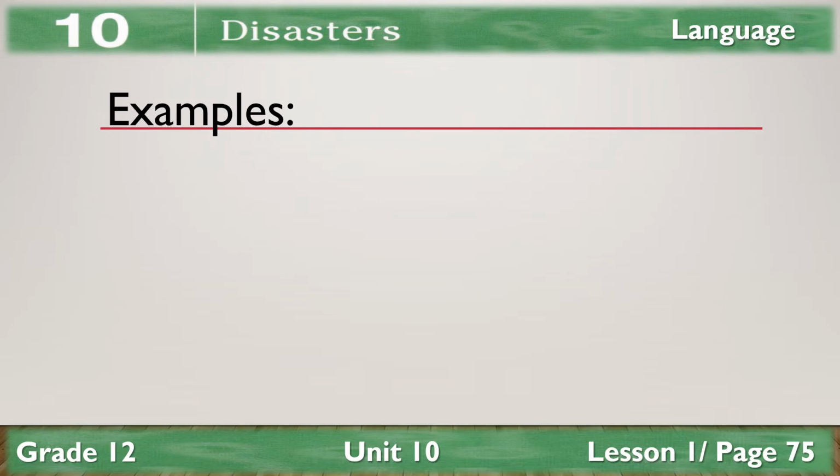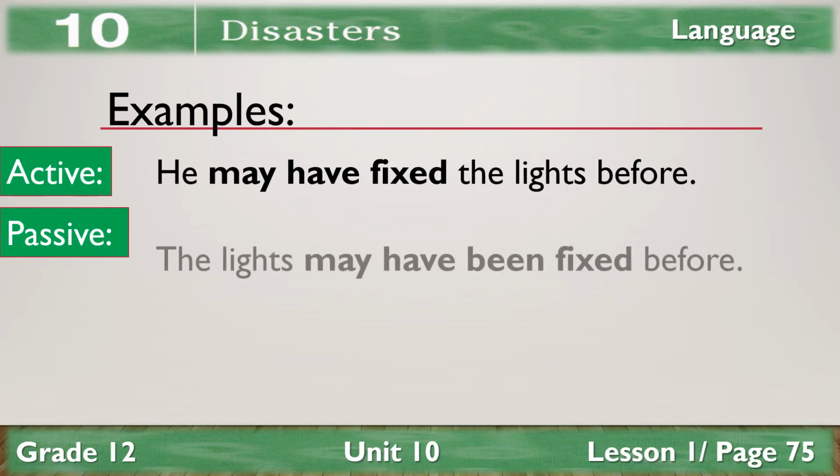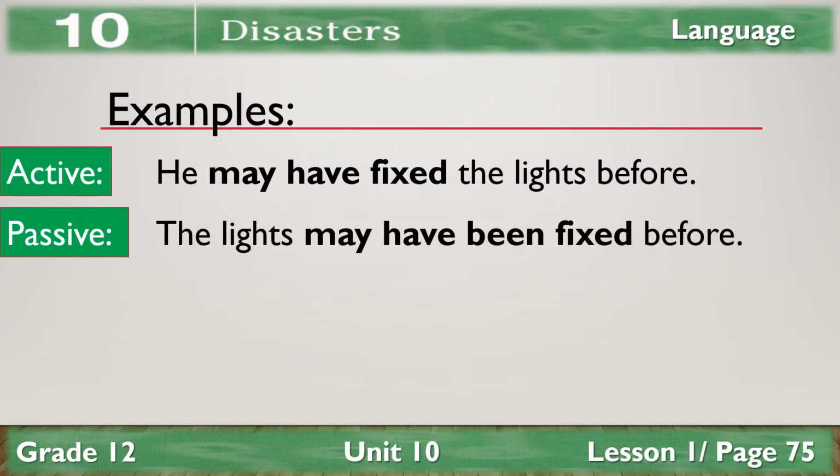Now here we have some examples about sentences changed from active into passive. The first one in the active: he may have fixed the lights before. In the passive, we start with the object, the lights, may have, then we add the word been, then we complete the sentence. The lights may have been fixed before.